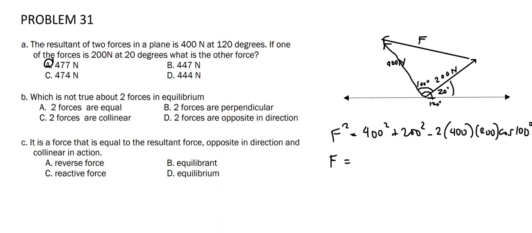That is letter A. For the second problem, which is not true about two forces in equilibrium, the answer to this is letter B. Two forces are perpendicular. The reason for this is that for two forces to be in equilibrium, they must satisfy the three conditions. First, they must be equal in magnitude. The forces must balance each other out, and they must be opposite in direction, so the two forces will cancel out each other. And they must also be collinear, so that they act along the same straight line.